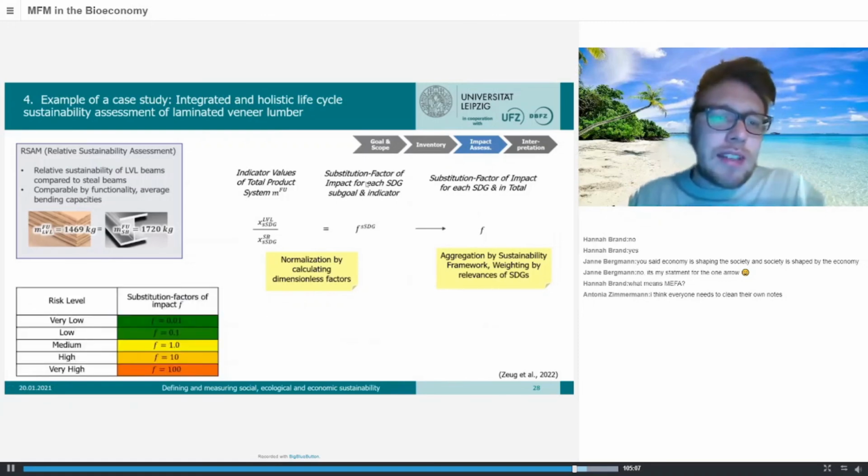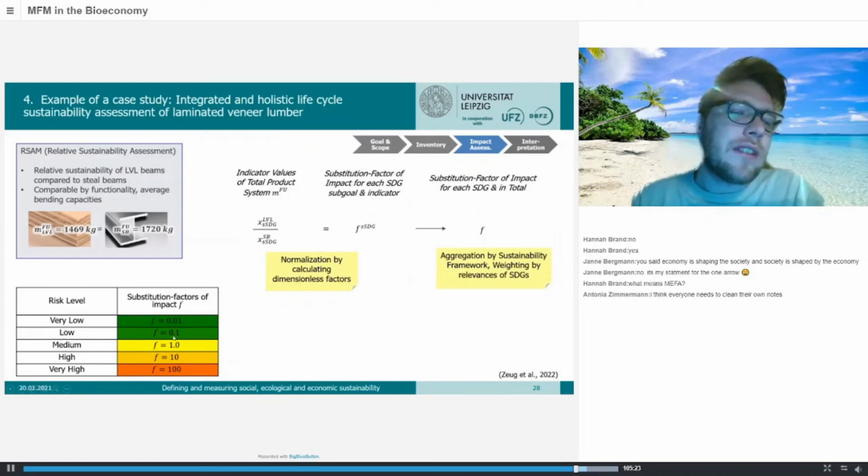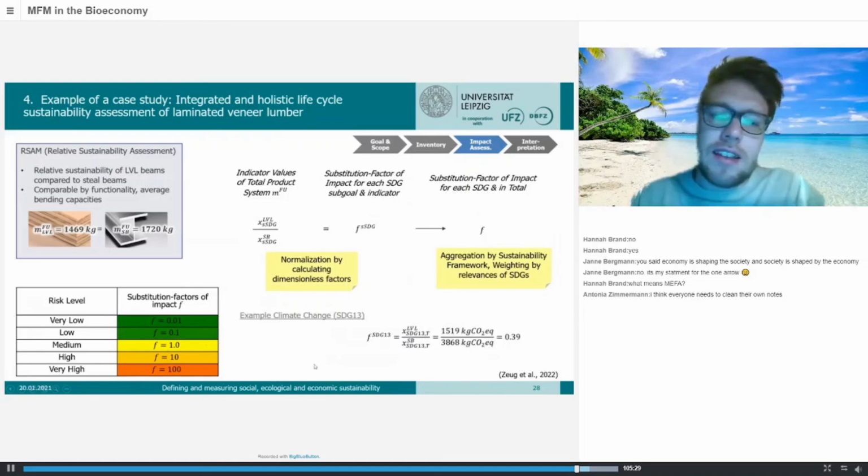Those substitution factors have different risk levels. They range from a very low risk to a very high risk. For example, a substitution factor which has a value of 0.1 is, of course, a very low risk level. And you will see why in this example here. This is the example for climate change. Have a look. This is real-world data now.